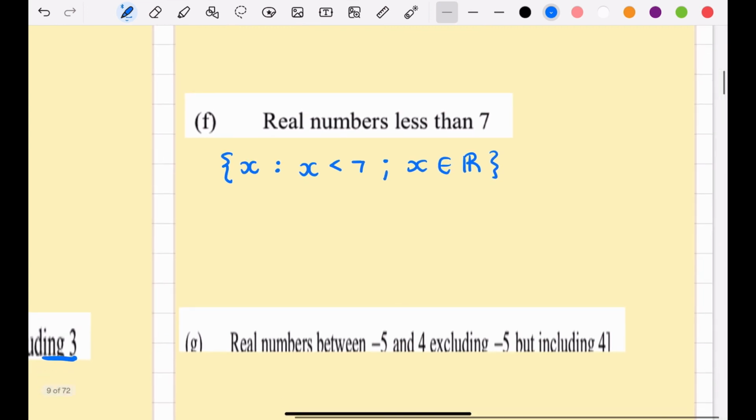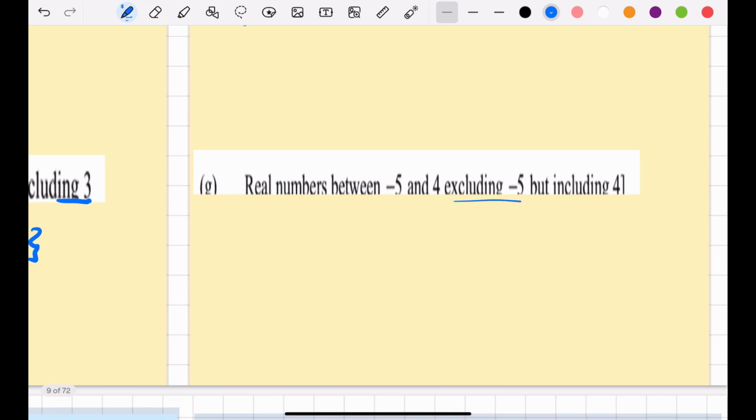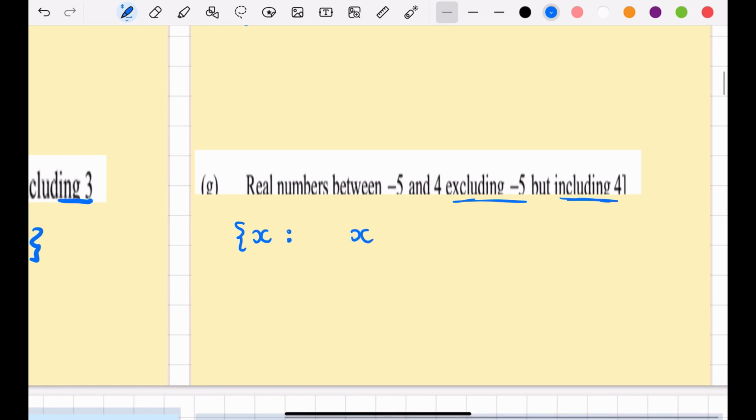Okay. The next one says real numbers between -5 and 4, excluding -5 but including 4. So we open our curly brackets. We've got for all x such that, and now x is going to be in between. We're going to have -5 on this side because we always start with the smallest one, end with the biggest one. It's excluding -5, and including 4. And then we say for all x, an element of the real number system.